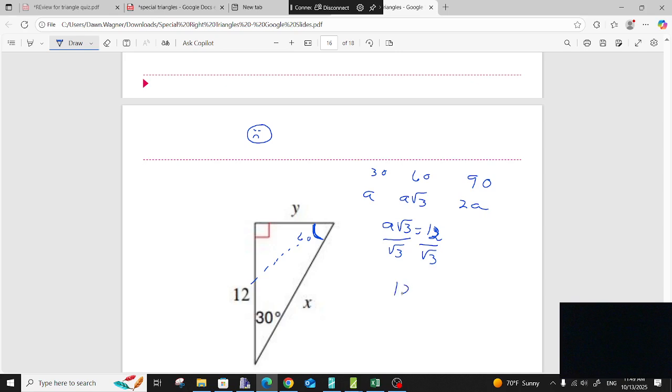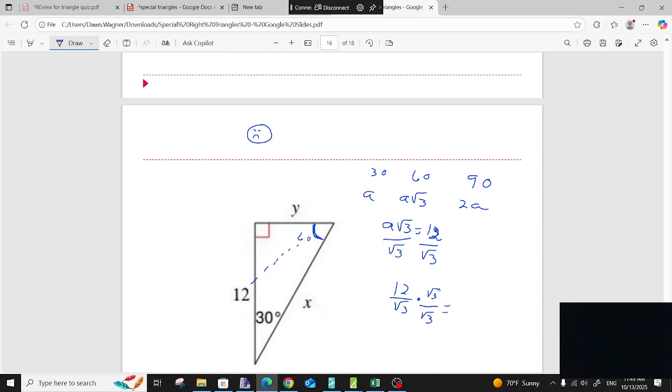But I can't leave it like that. So how do I rationalize the denominator? Multiply top and bottom by square root 3. This is still a 1, so I'm not changing the value. I'm just rationalizing the denominator. I am making it look a little different.